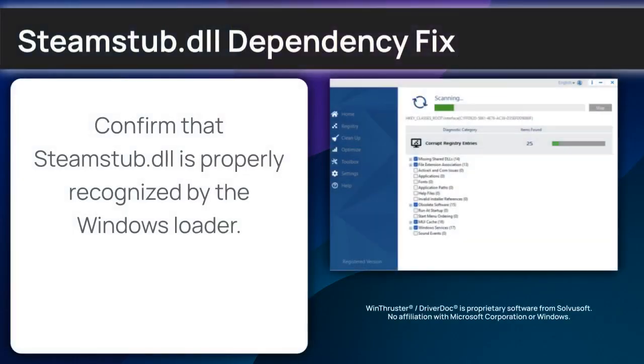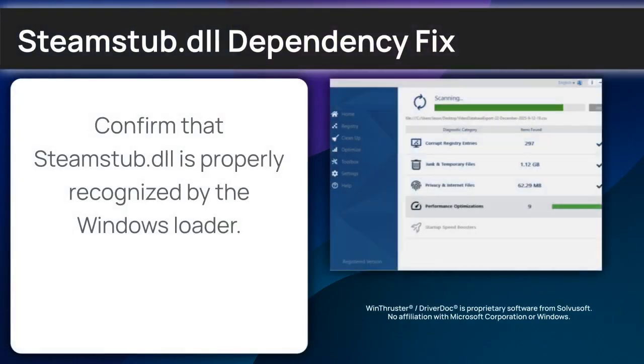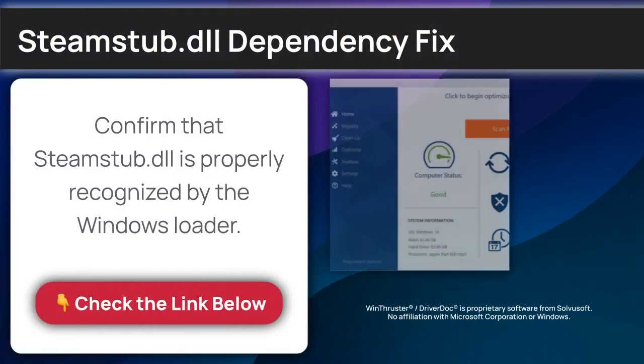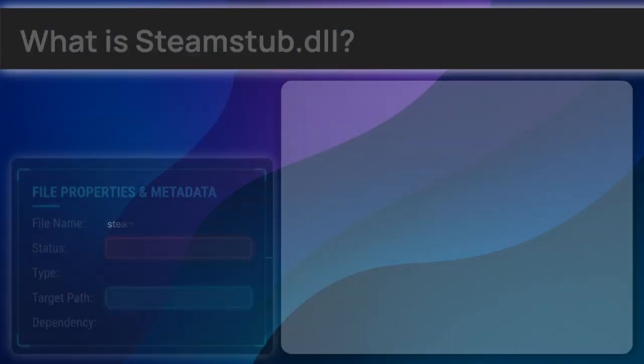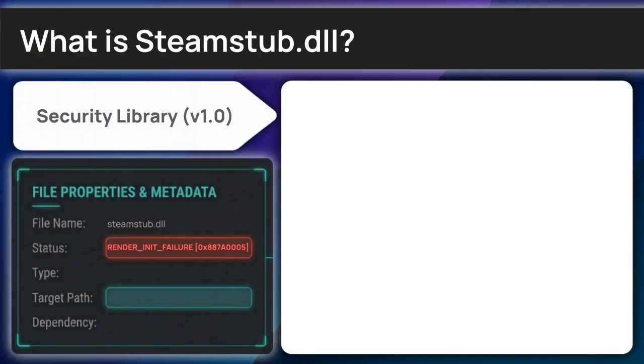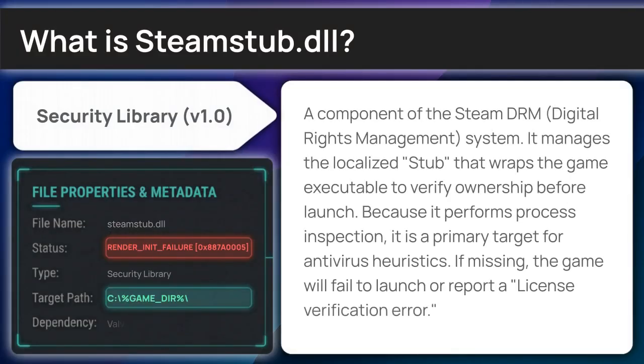To start our guide for Steamstub Library, you can follow the manual steps or use the suggested tool for workstation health. This is the Steamstub Library, a component of the Steam DRM digital rights management system. It manages the localized stub that wraps the game executable to verify ownership before launch. Because it performs process inspection, it is a primary target for antivirus heuristics. If missing, the game will fail to launch or report a license verification error. Understanding the file's role is a great start.